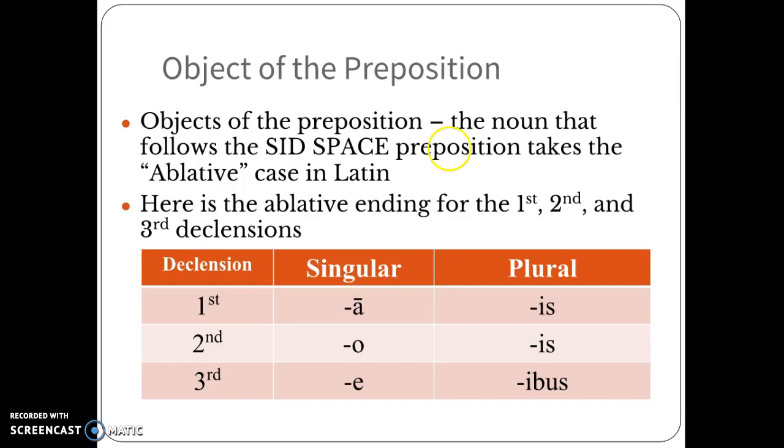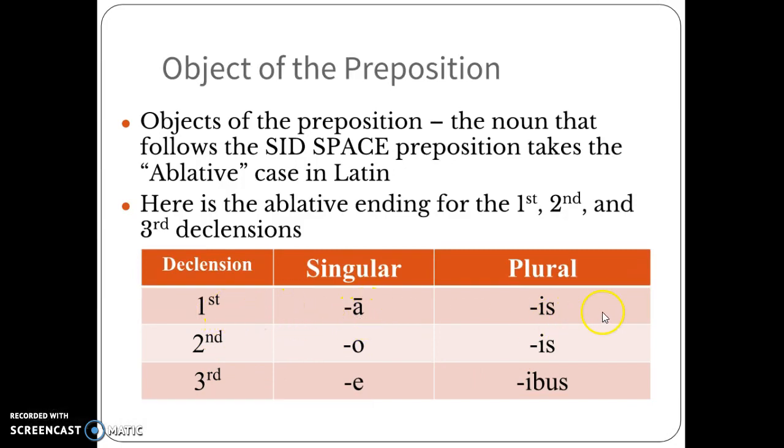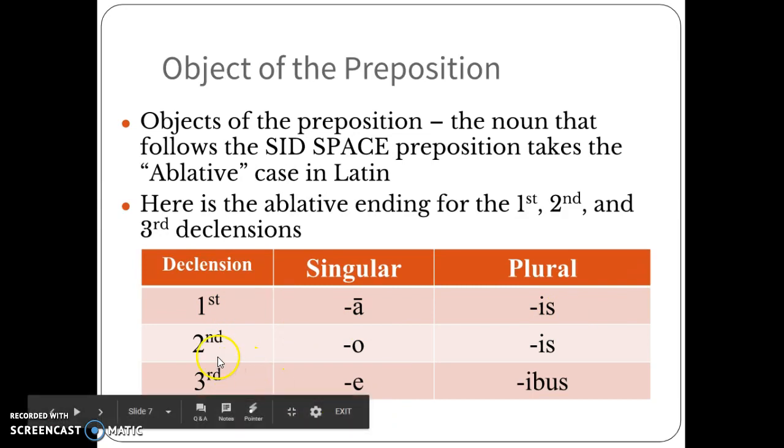So the ablative ending for the first declension is long A, and this is the only macron that I care about. So whenever you write an A, the first declension ablative, make sure you have the line over that ending. And then is. First declension singular ending is a, and the plural is is. Second declension singular ending is o. Second declension ablative plural ending is is.